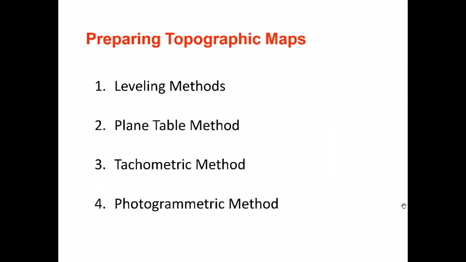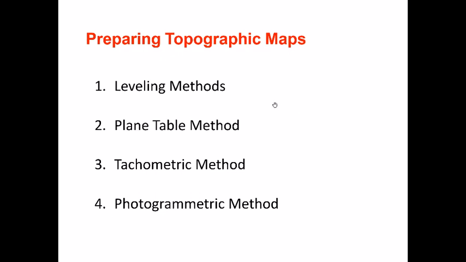So that means whatever methods we have studied before for finding out distances, for angles, and for reduced levels, all of those methods would come in. So we have to first use leveling methods for gaining vertical control, and then we have the plane table method, which is basically a method that allows you to find out the location of different points with respect to some reference.